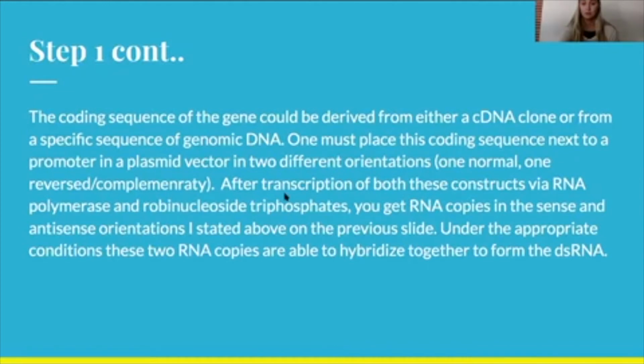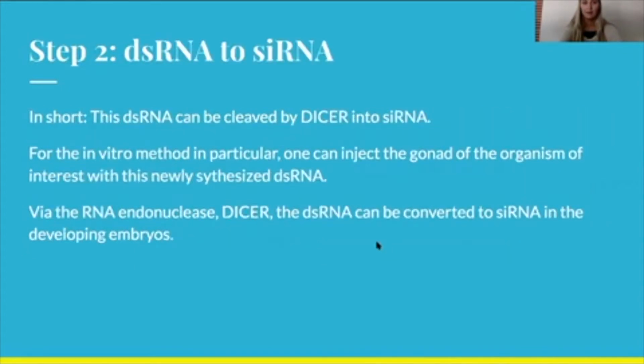After transcription of both these constructs via RNA polymerase and ribonucleoside triphosphates, you get RNA copies in the sense and antisense orientations I stated above on the previous slide. Under the appropriate conditions, these 2 RNA copies are able to hybridize together to form the dsRNA. In short, this dsRNA can be cleaved by Dicer into siRNA.